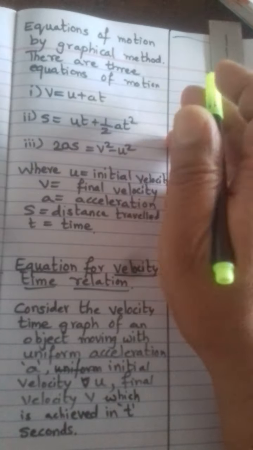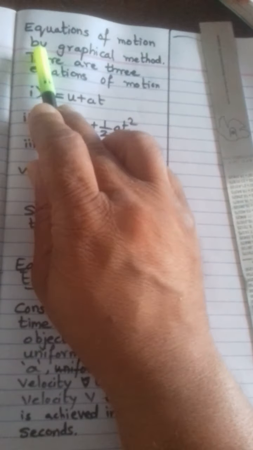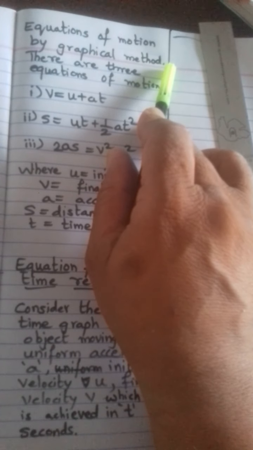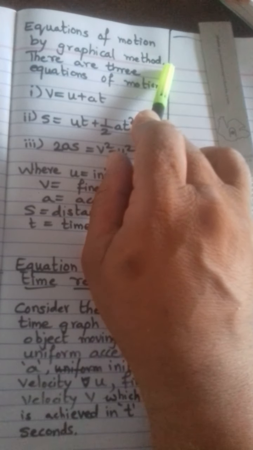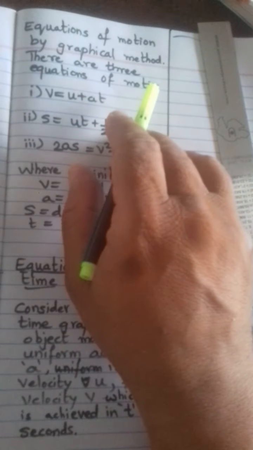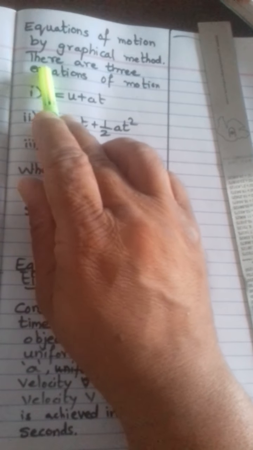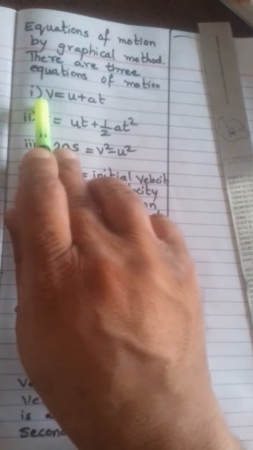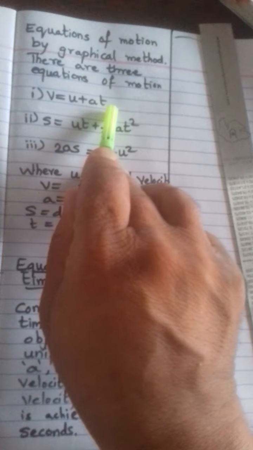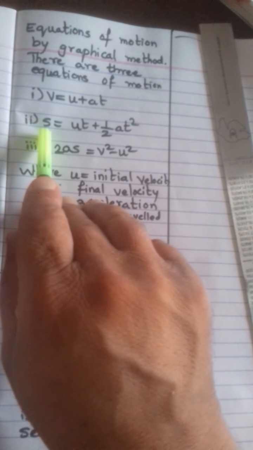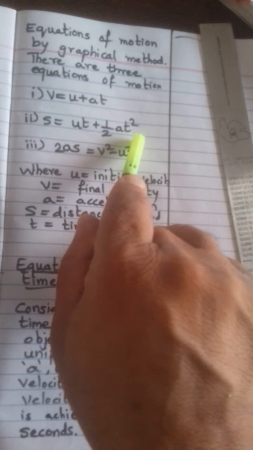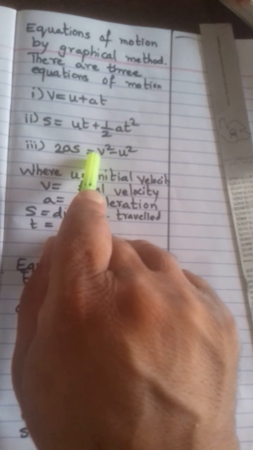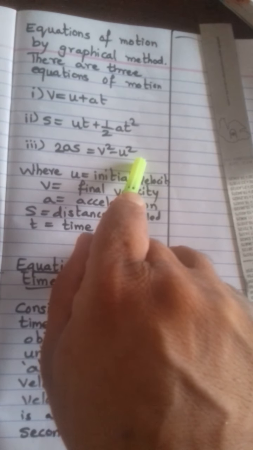So let us continue with the lesson motion. Now in that, the next heading is equations of motion by graphical method. Graphical method is by velocity time graphs. Now there are three equations of motion. The first one is v is equal to u plus at. Second is s is equal to ut plus half at square. Third is 2as is equal to v square minus u square.